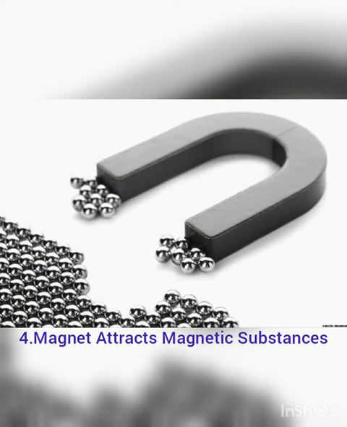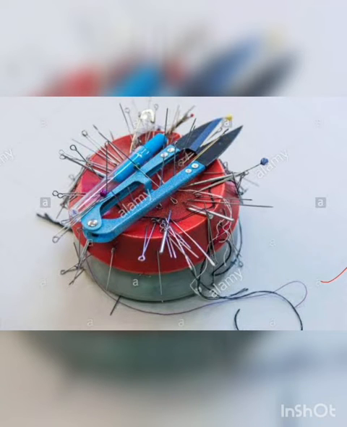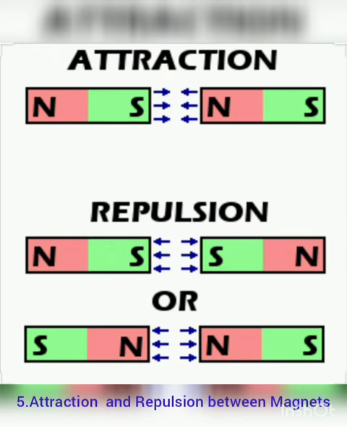Okay. So the fourth property is a magnet attracts magnetic substances. This property is known as the attractive property of the magnet. Okay, this is the attractive property. The magnet attracts magnetic substances. The fifth property of magnets is attraction and repulsion between magnets.